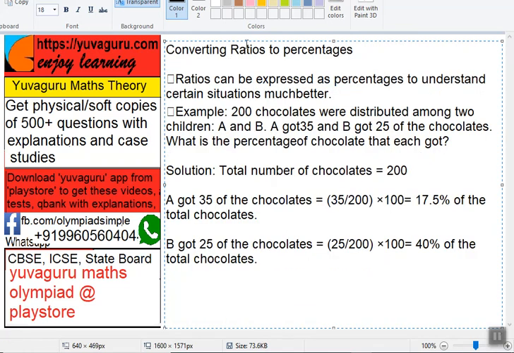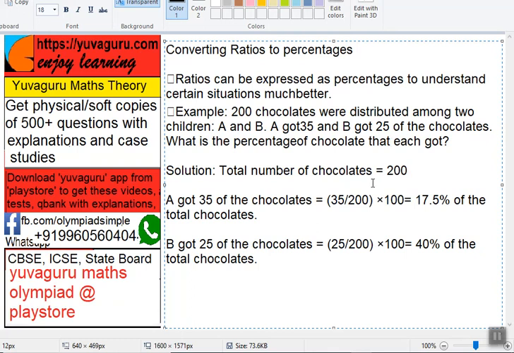Now convert ratios to percentages. Reverse. Ratios can be expressed as percentages to understand certain situations much better. Like see this example. See here, we are going the reverse way now. So 200 chocolates distributed between 2 children A and B. A got 35, B got 25. So what is the percentage of chocolates each one got? So here, total is 200.